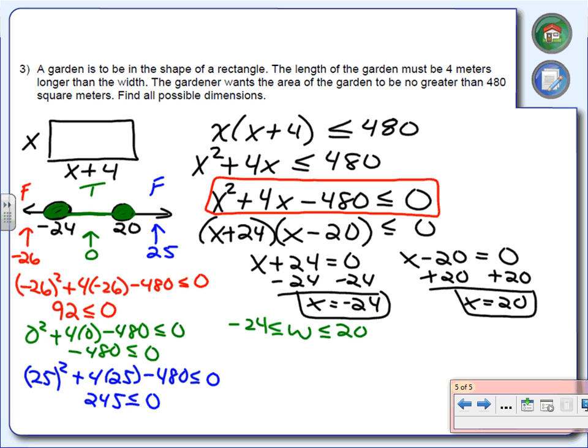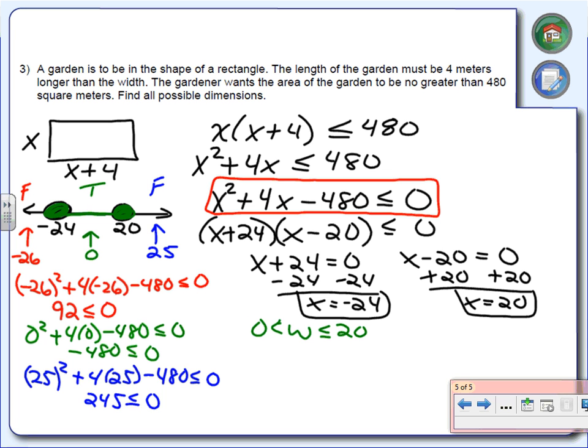Does that make sense? What's wrong with that? That's right. We can't have negative width. I can't say that this room is negative 24 feet wide, can I? No. What's the smallest value I can have for my width? 0. So I'm not going to use negative 24. What I'm going to use is 0. As a matter of fact, it can't be equal to 0, can it? It's got to be greater than 0.